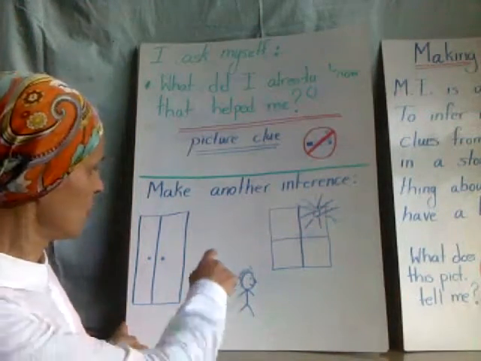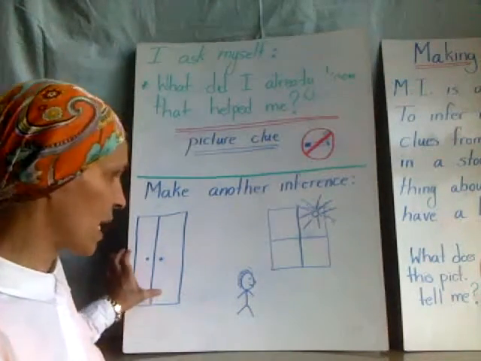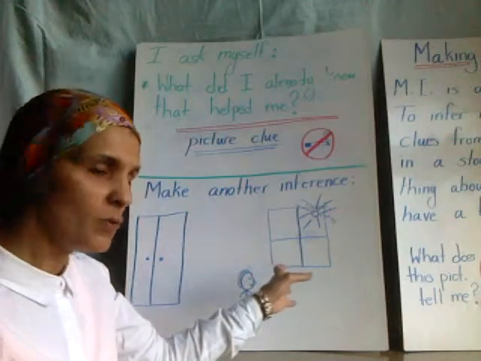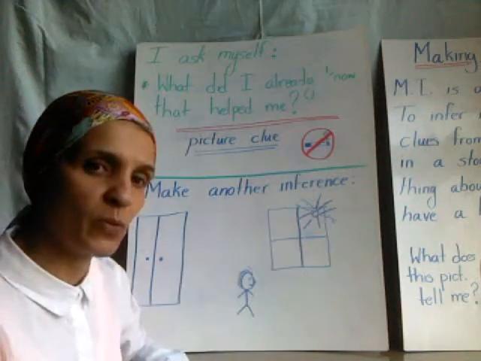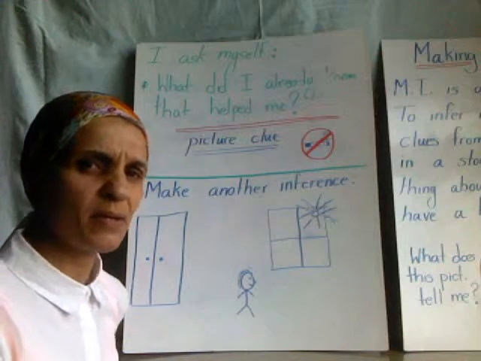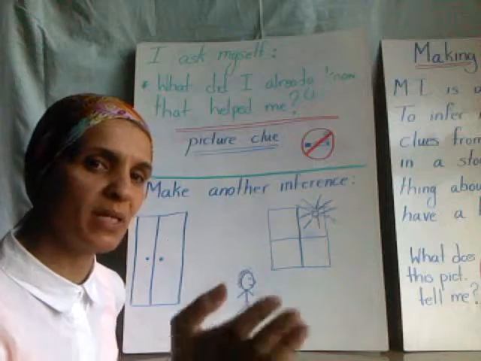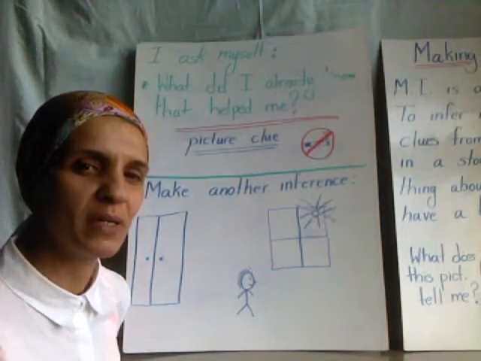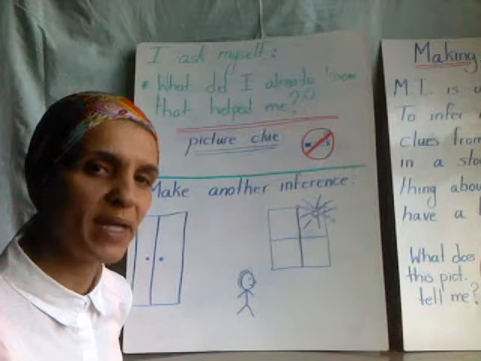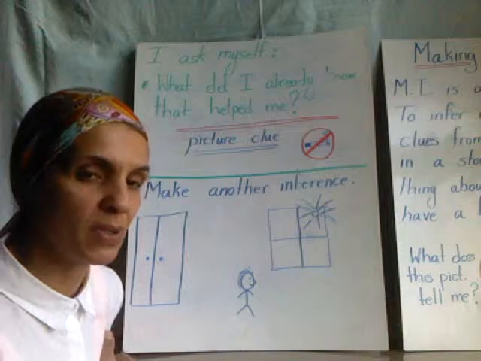Let's use this picture here to make another inference. This is a cupboard, this is a window, and the sun is shining, and this is a little boy here who's looking out of the window. What do you think? What can you infer from this picture? He's looking out of the window and we can see a picture of a cupboard. So what do you think this little boy is thinking? Or why is he looking out of the window? Why can we see a cupboard?